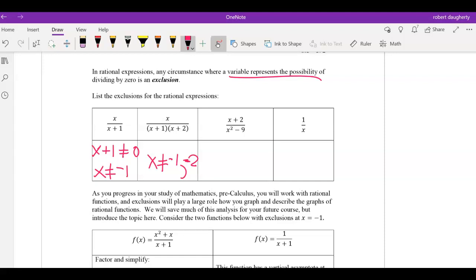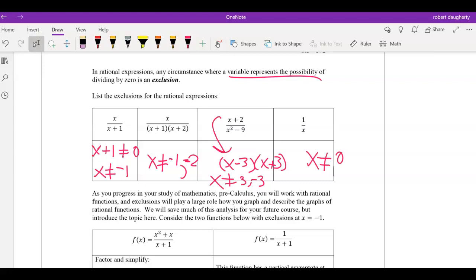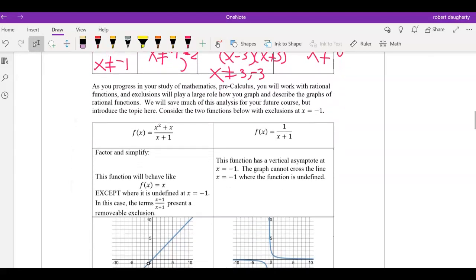Now in the next one, this is sort of a nice tie-in here, x squared minus 9. It's wonderful that we've just been factoring, because that is x minus 3, x plus 3. Neither of those can be 0. So x cannot be 3 or negative 3. If you go the last one, 1 over x, x cannot be 0. Those are the exclusions you see in those particular cases.